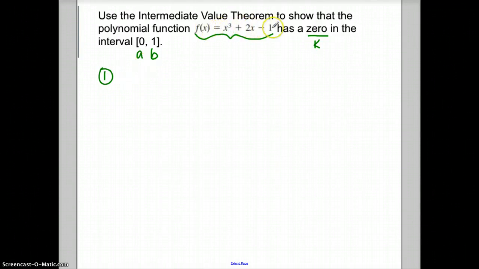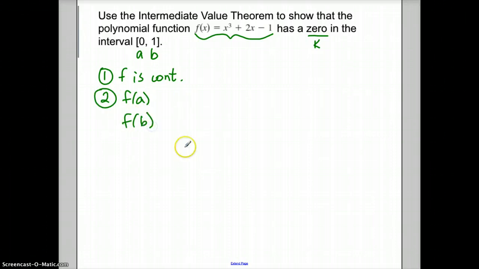Well, it's a polynomial function, and we already learned that all polynomial functions are continuous, so f is continuous. And on the AP exam, if they tell you to use the intermediate value theorem, or ask does it apply, they'll ask questions like, does the intermediate value theorem apply here? You have to talk through these 3 conditions. f is continuous. Okay, let's find f of a, and let's find f of b, and show that they're not equal.